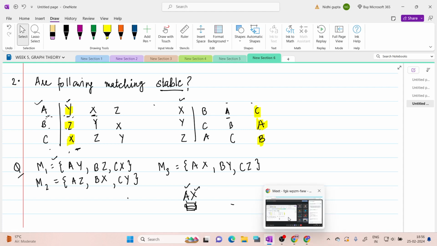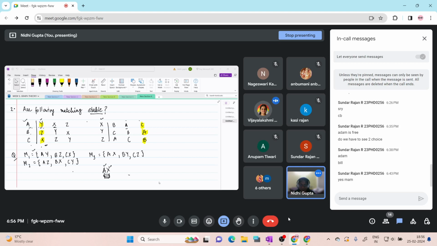Do you understand? Now I understood. Since everyone is getting their first preferences, there can be no blocking pair. If we pick any other choice, they won't be happy because they will be getting their second or third preference. In this matching, they are already getting their first preferences, so it cannot have any blocking pairs. So is it clear why M1 is a stable matching? Now it is clear.